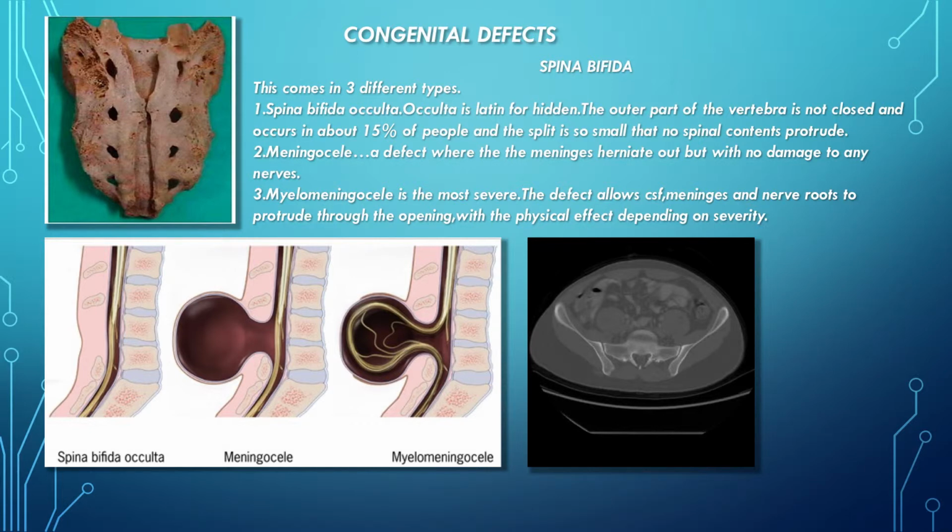Number 2, meningocele, is a defect where the meninges protrude but with no damage to any of the nerves. Number 3, the worst of the cases, is myelomeningocele. It is the most severe of these types, and the defect allows the meninges and nerve roots to protrude through the opening, while the physical effect depends on the severity.